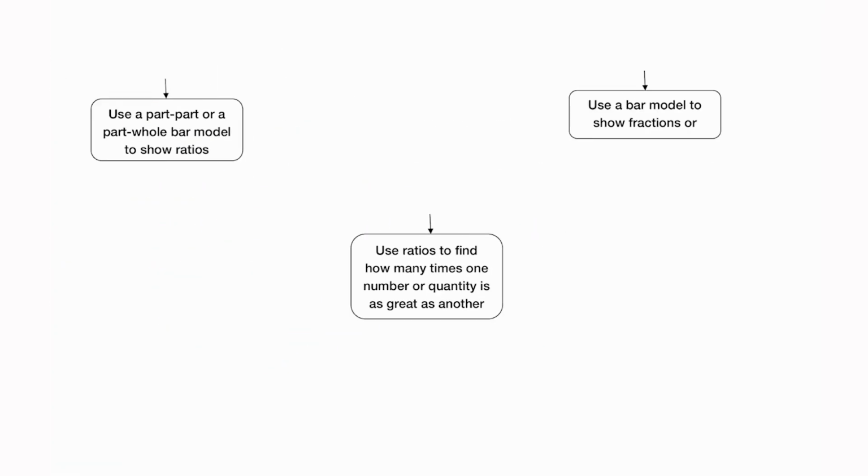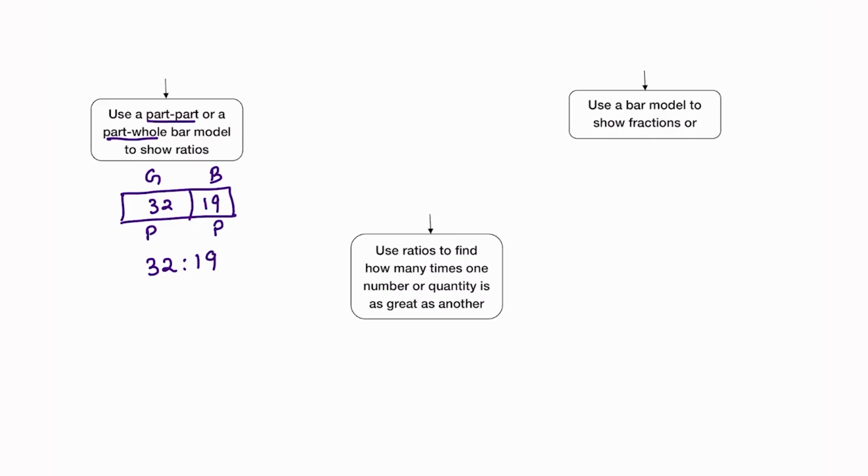Use a part or a part-whole bar model to show ratios. So it's part or it's part-whole. Let's say here we have two numbers, 32 and 19. Let this be girls and this be boys. So we have part and part here. That's the part model. We say this is 32 is to 19. That's the part ratio. That's how we represent a part bar model in the form of a ratio.